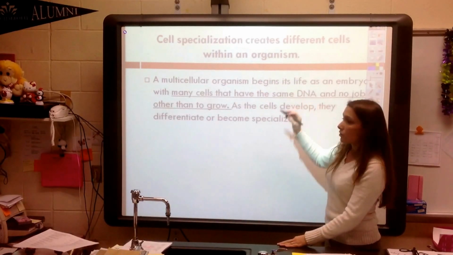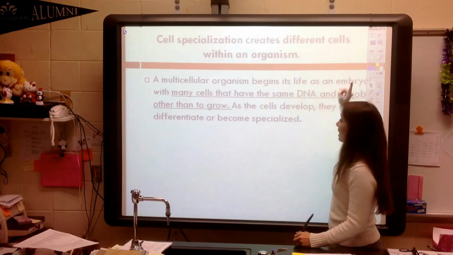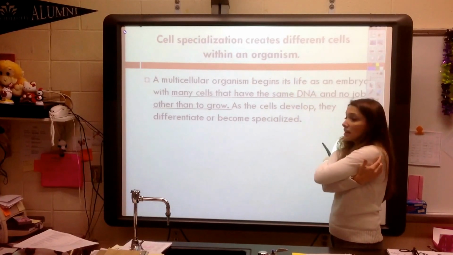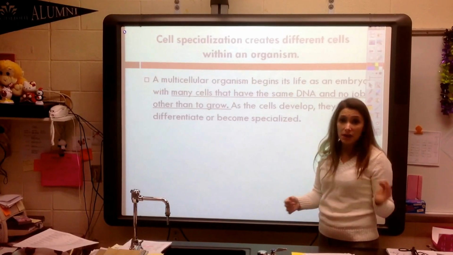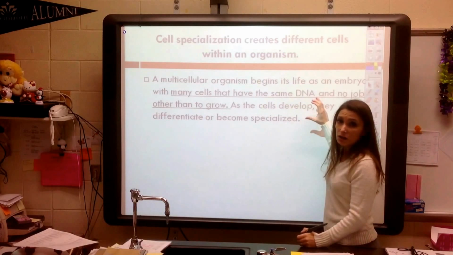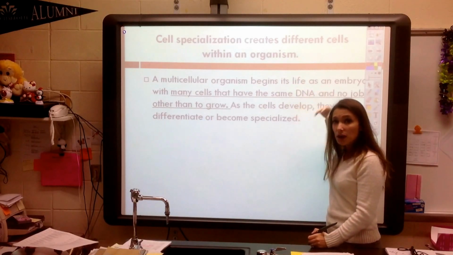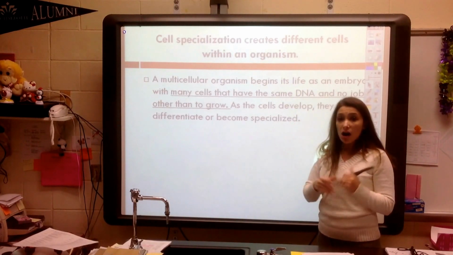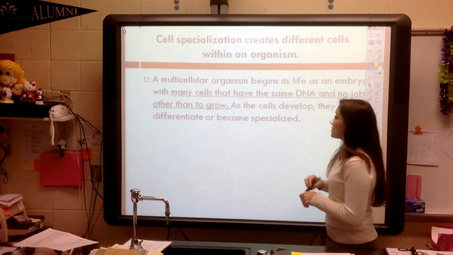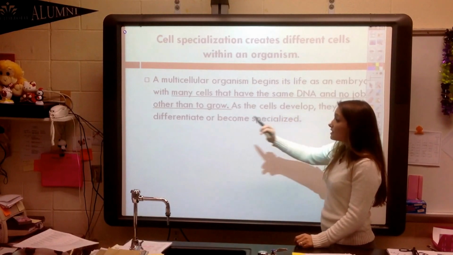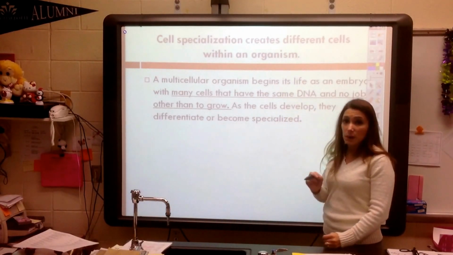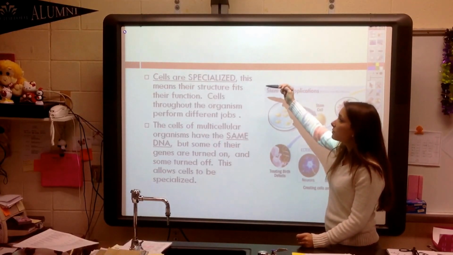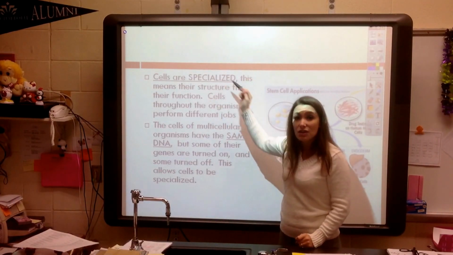A multicellular organism begins its life as an embryo. And those are many cells that have the same DNA and no job other than to grow. So it was like this first picture here. Just keep growing and growing and growing. So you started as one and you grew into about 100 cells. But then those cells began to differentiate or become specialized. Specialized cells means their structure fits their function.